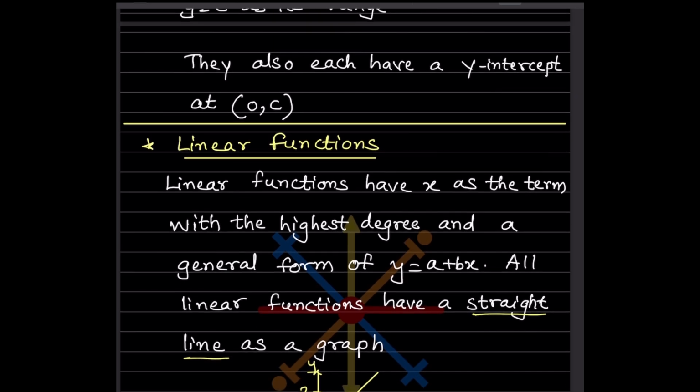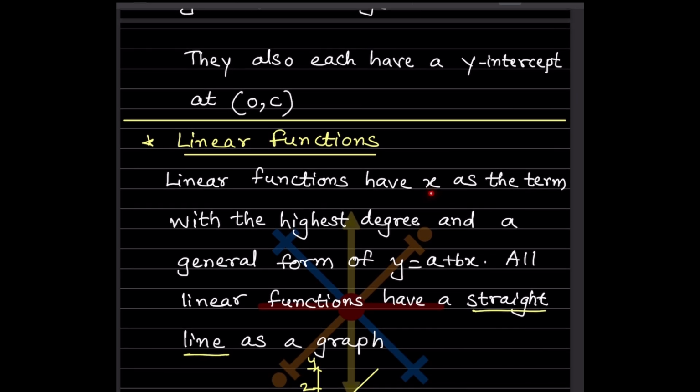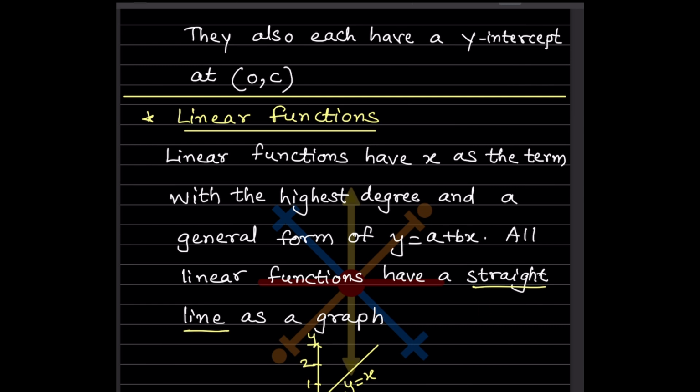Now we will see the linear functions. Linear functions have x as the term with the highest degree, and the general form is y is equal to a plus bx. Whenever you have it in this form, it is a linear function. When you draw it on the graph, a linear function will always have a straight line. So linear functions have a straight line as a graph.